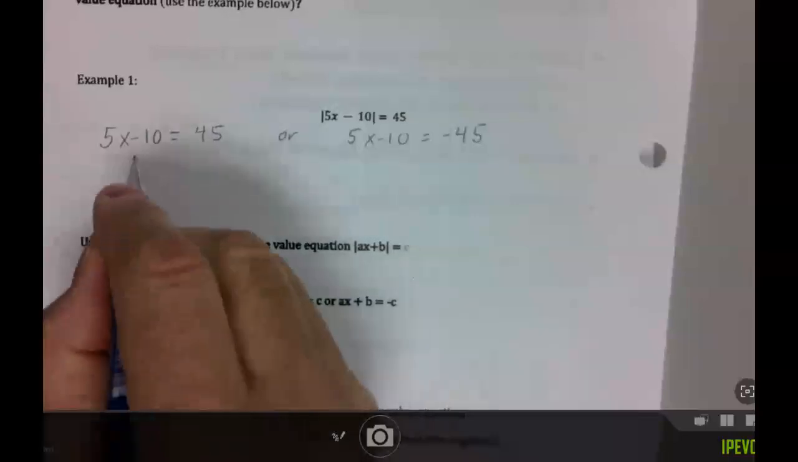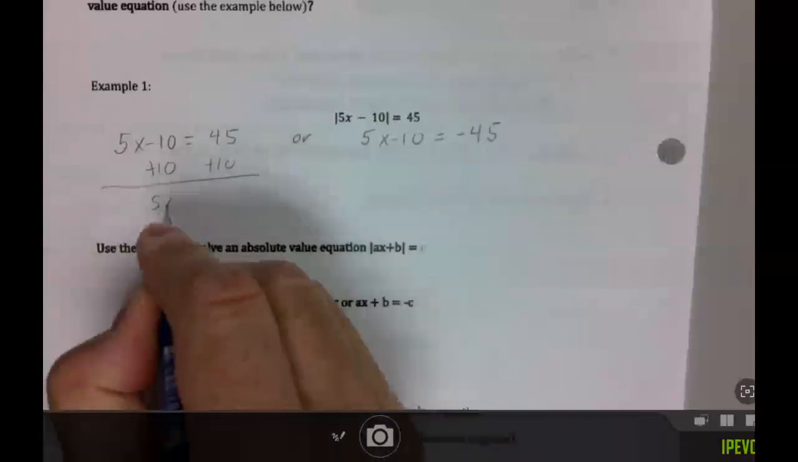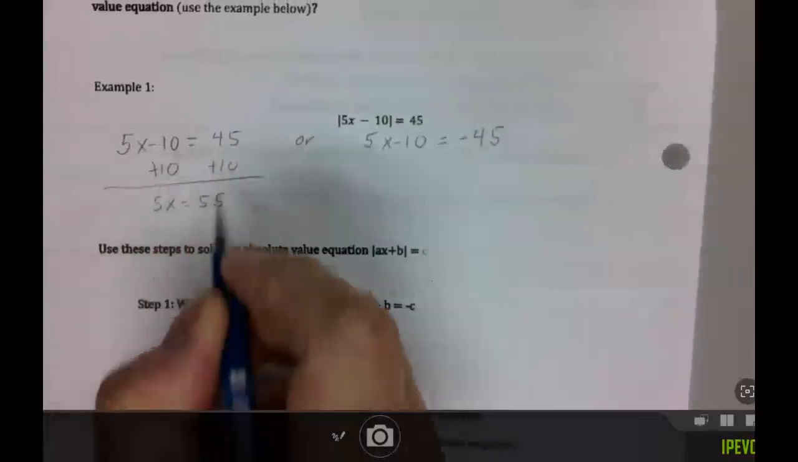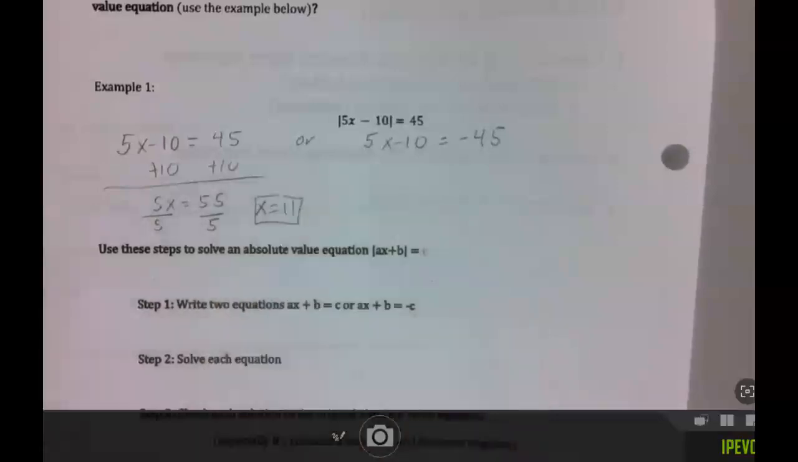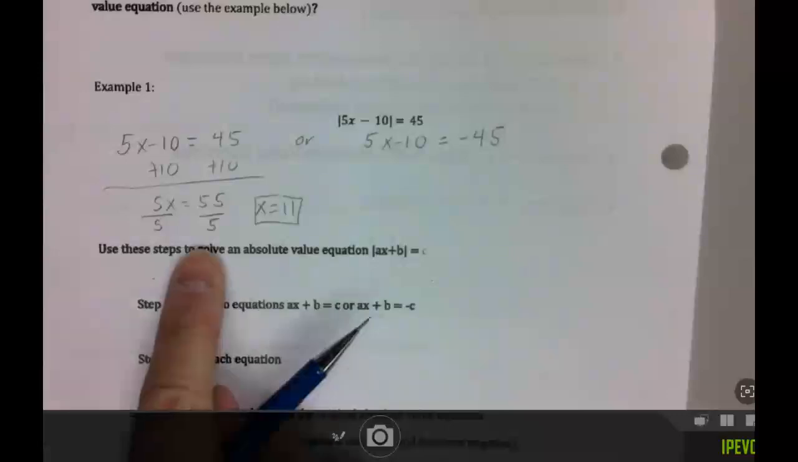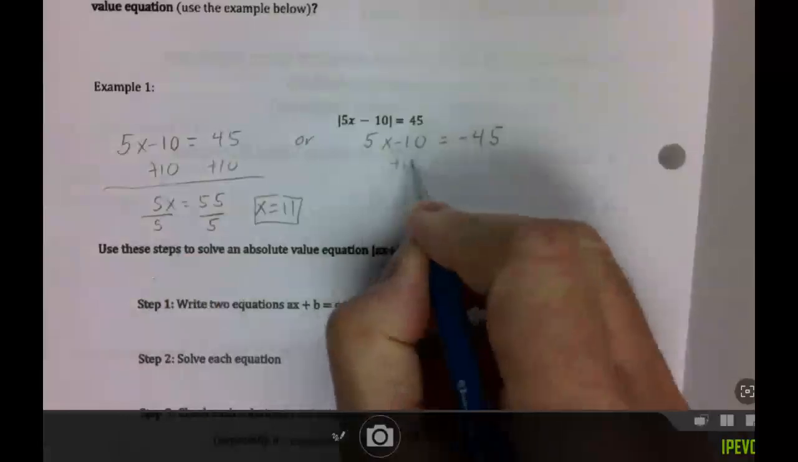So I'm going to add 10 to both sides. So I get 5x equals 55. And then I divide by 5. x equals 11. There's your first solution. This is the kind of work I should see. This one here, I'm going to add 10 as well.